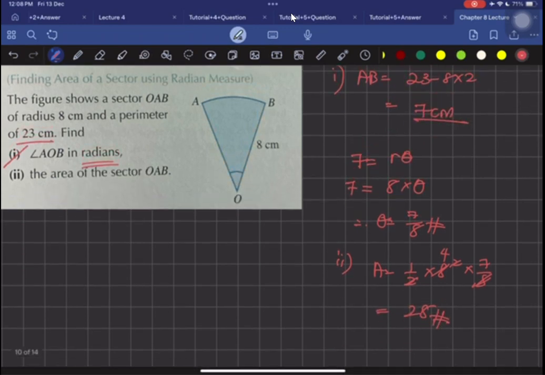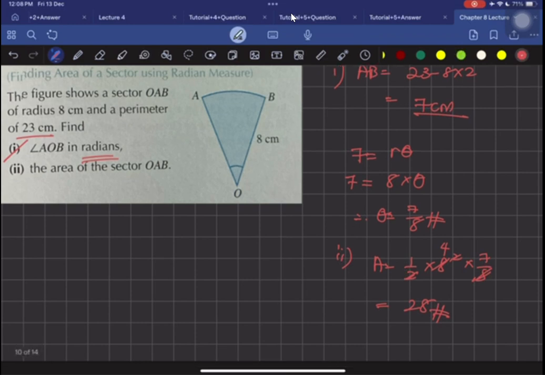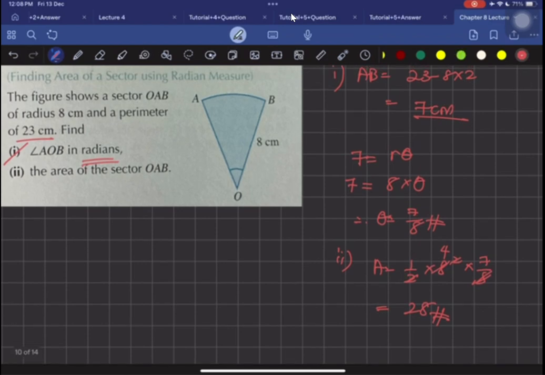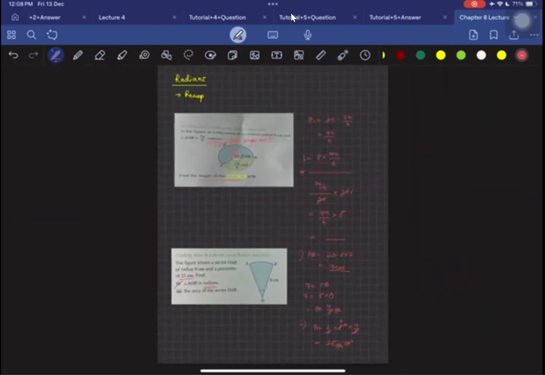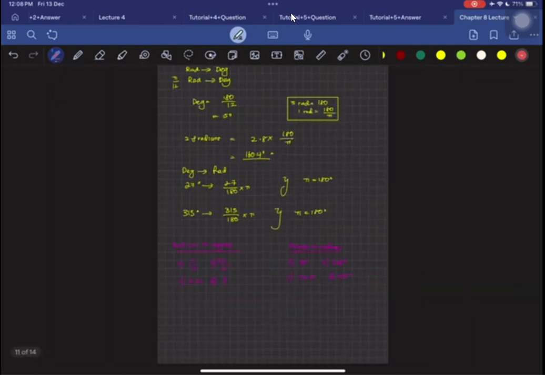Then for your next part, they ask you to find the area of sector OAB. So just plug in the formula. A is equal to half r squared theta. Your r is equal to 8 squared and theta is equal to 7 over 8. So your final answer is 28. Also remember the units, cm squared. Okay, that marks the basics.